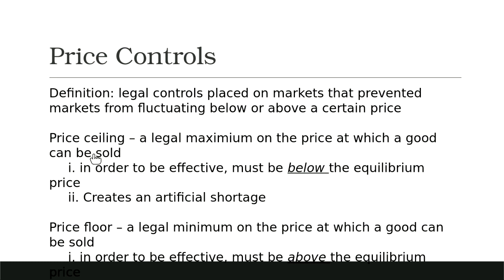For now, there are two kinds of price controls the government has available to them. The first is a price ceiling, which is a legal maximum on the price at which a good can be sold. In order for a price ceiling to be effective, it must be below the equilibrium price. Now, pause right here. You might be like, wait, why is it called a ceiling if it's below the equilibrium? The reason is that a ceiling says you can't go higher than the ceiling, right? Like if you're in a room, you can't go above the ceiling.